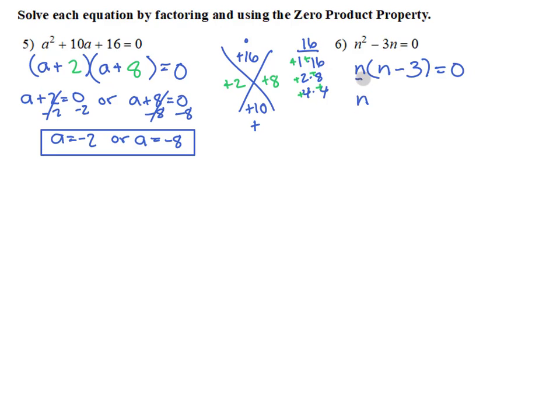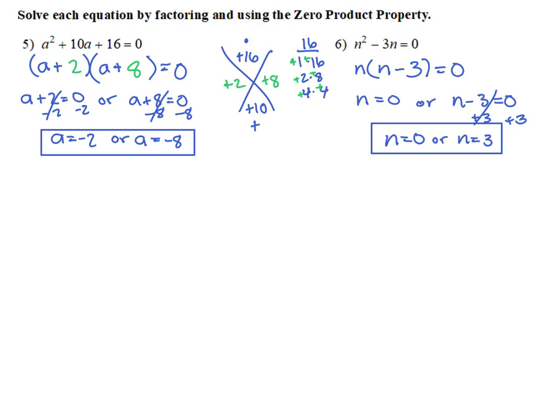Either the factor on the outside here, n equals 0, or the factor inside here, n minus 3, has to equal 0. Well, this guy's pretty much already solved for, right? In fact, 0 will be one of my solutions. n's already by itself. So we get n equals 0, or n equals 3. Those are our two solutions for example 6.